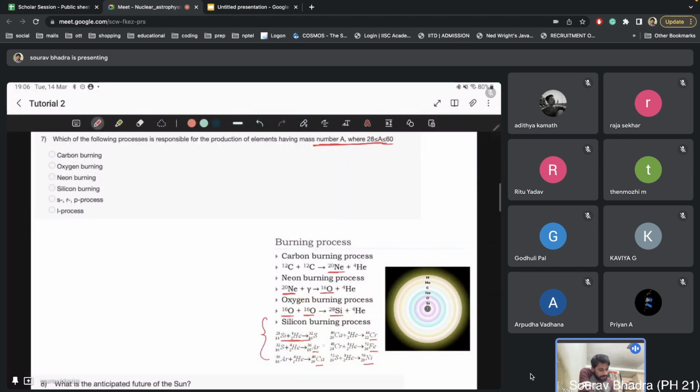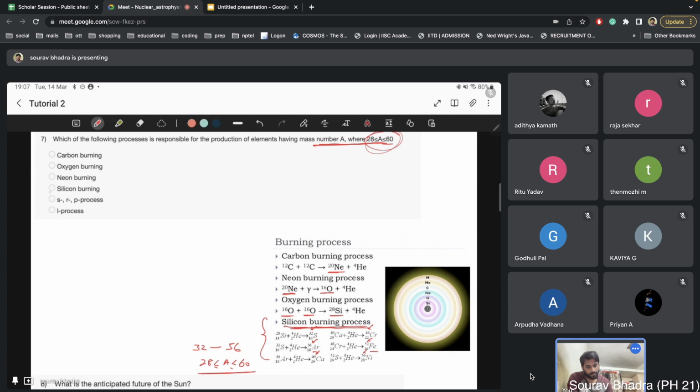Just notice the mass numbers: 32, 44, 36, 52, 40 and 56. All the mass numbers are between 32 and 56. That means, as given in this question, from 28 to 60, these elements are mainly forming from the silicon burning process. Okay, so this is the silicon burning process. Just this much is to be discussed for this particular question.